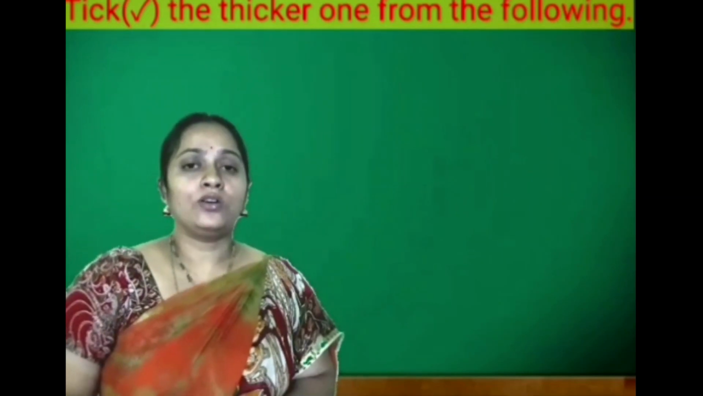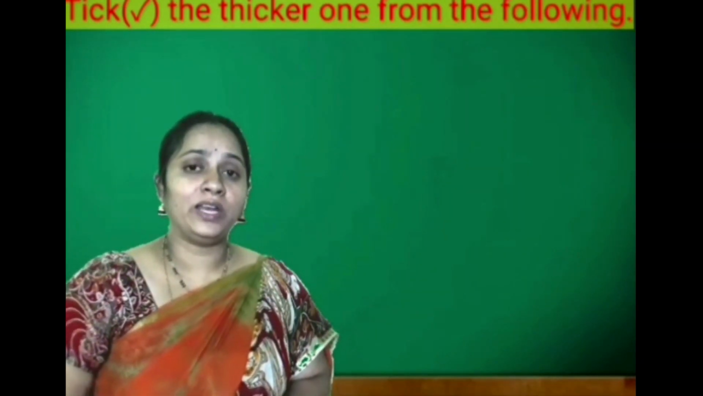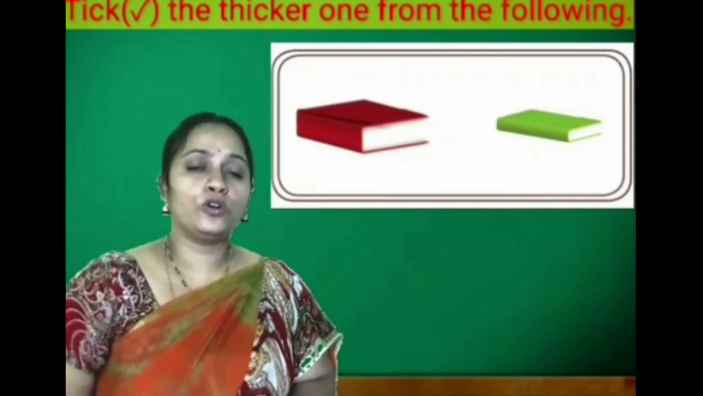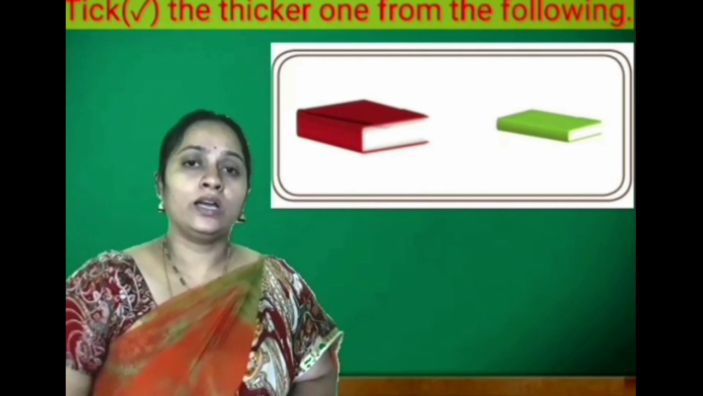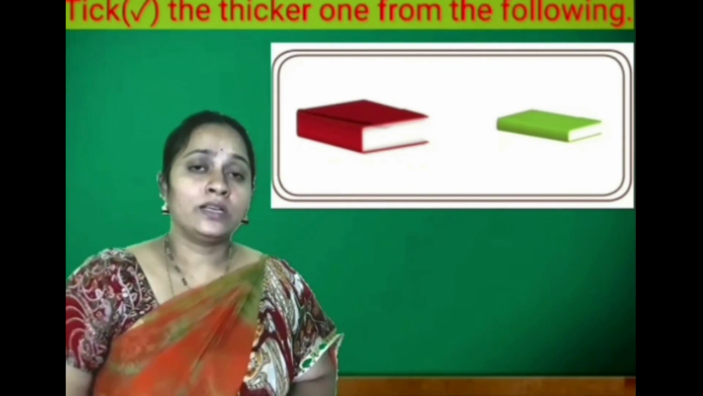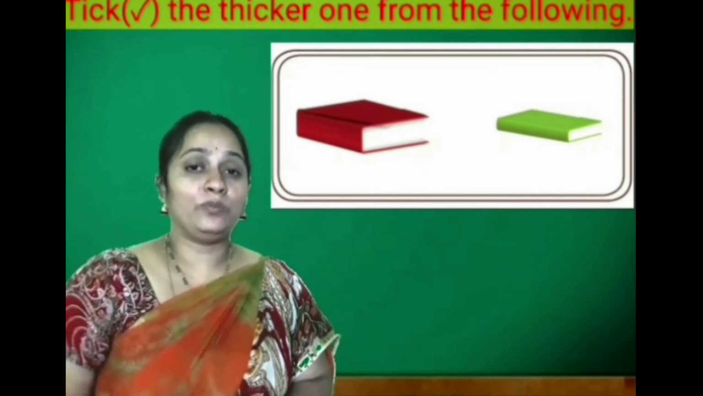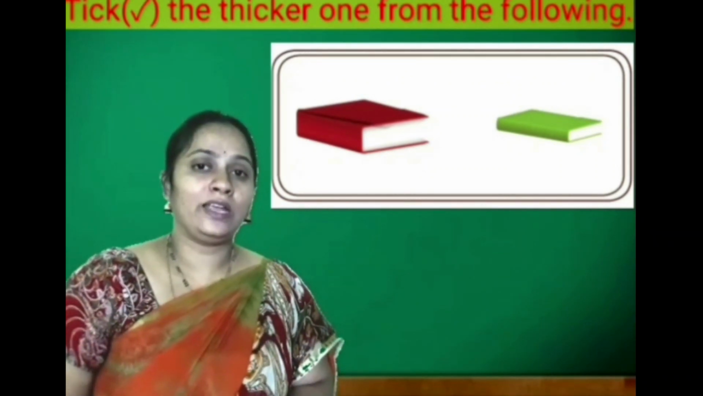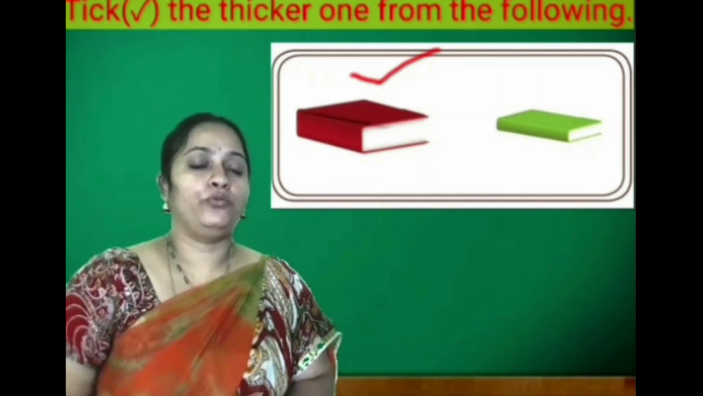Very good. Now come to the next one. See children, in the next box they have given two books. In the two books, the first book is in red color and the second book is in green color. Right? Can you say which one is thicker in the two books? Yes. The red book is thicker than the green book. So we have to put a right mark upon the red book. Very good.